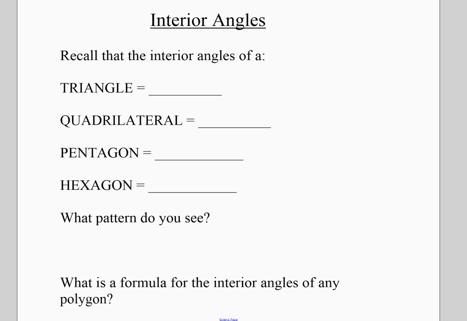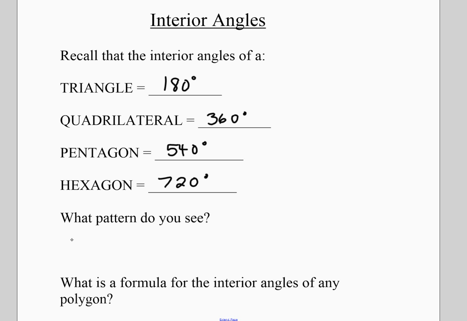So to start this video, we're going to just review what we learned last year about interior angles of polygons. If you recall from last year when we did an investigation, the interior angles of a triangle added up to 180 degrees. And then the interior angles of a quadrilateral added up to 360 degrees. And every side that you add, you add 180 degrees. So a pentagon adds up to 540 degrees, and a hexagon adds up to 720 degrees.